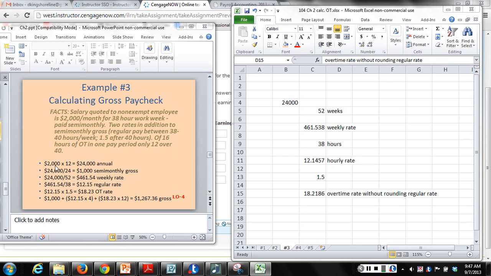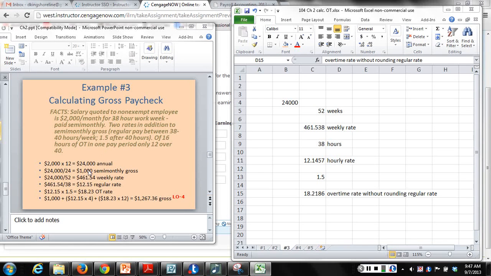What do we do first? We push it up to the annual salary. We show it here, $24,000. No issues, no rounding, no problem. We find out what the semi-monthly amount is, where our pay period is semi-monthly, so how much do you get semi-monthly if your quoted salary is $2,000 a month? Well, to arrive at that, we have to do this calculation. Take it to the annual level, divide it by the number of semi-monthly time periods in a year, we get $1,000 semi-monthly. And that's to work 38-hour weeks.